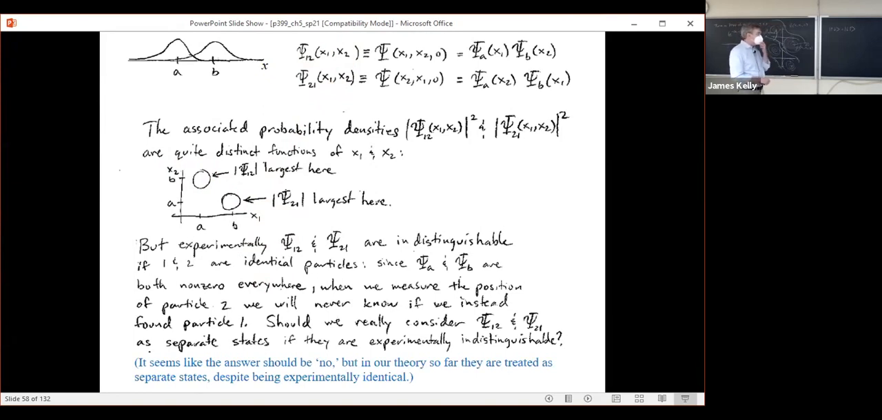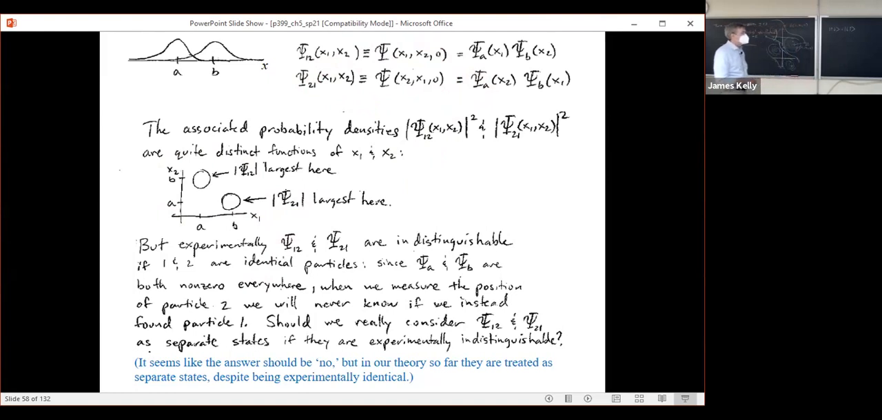So the question that's being raised here is, should we really consider the 2 states, psi 2 and psi 1, as separate states if they're fundamentally, experimentally indistinguishable? In other words, we're never going to be able to tell any difference between them if the electrons are fundamentally identical. If there's no way to label electrons and follow them around and know which one was electron 1 and which one's electron 2. My answer is, well, it seems like the answer should be no. But in our theory so far, they are being treated as separate states, right? They have different probability densities. They have different functional forms, with different maxima and different locations.